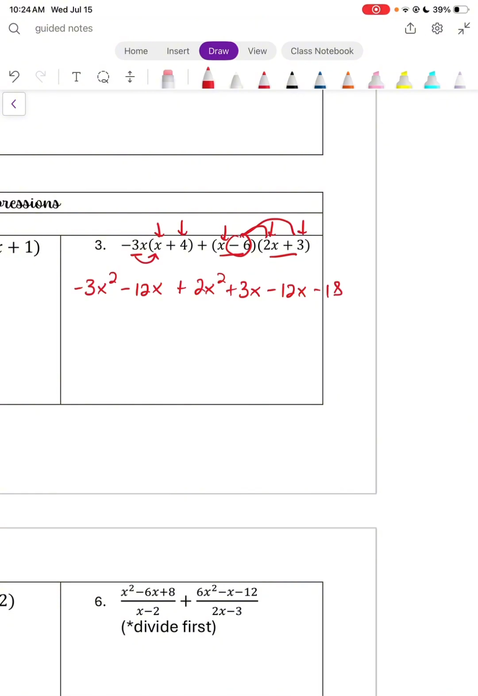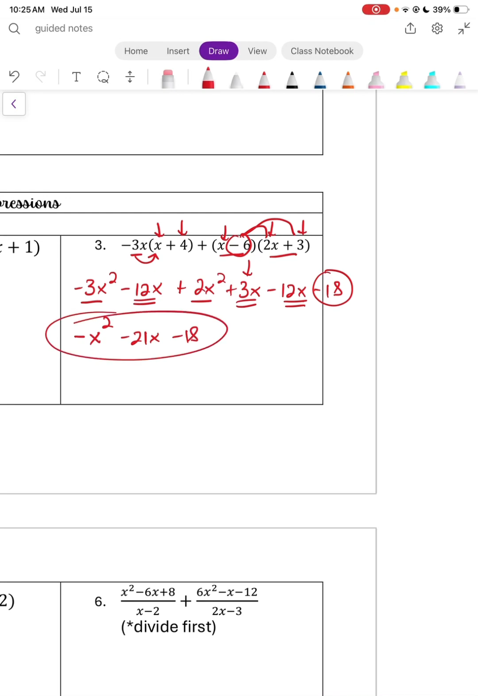Now we have addition and subtraction. And a reminder, you can only add and subtract when things are alike. Negative 3x squared is alike with positive 2x squared. Add the coefficients out front, gives you a negative 1, and leave the x squared alone. And notice I left the 1. You don't have to put it because it's understood. Negative 12x, positive 3x, negative 12x. Leave the x alone. We're adding them because they're alike. Negative 12 and negative 12 is negative 24. When you add the 3 with that, it gives you negative 21x. Then finally, you have the minus 18 tacked on the end, and you're finished.